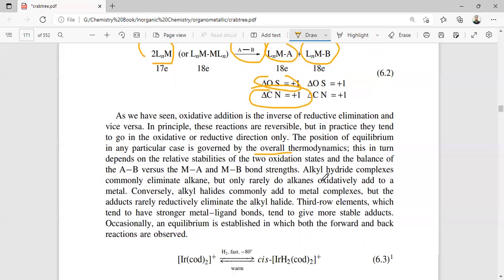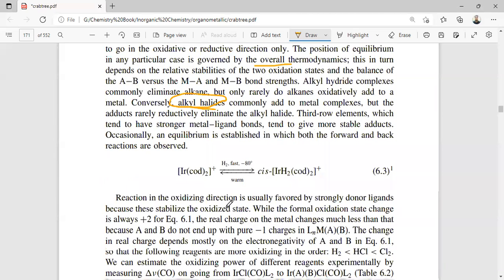But for the alkyl halide case, it commonly does the oxidative addition, not the reductive elimination. So that's why the stability of the molecule will favor the overall process of this reaction. The third row elements tend to have stronger ligand bonds and tend to give more stable adducts. Occasionally, equilibria established in both forward and backward directions are observed.